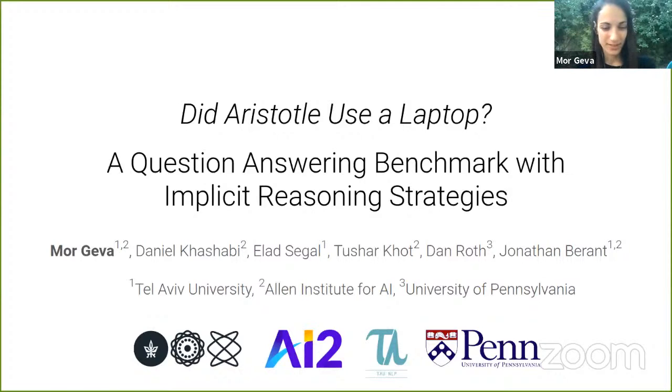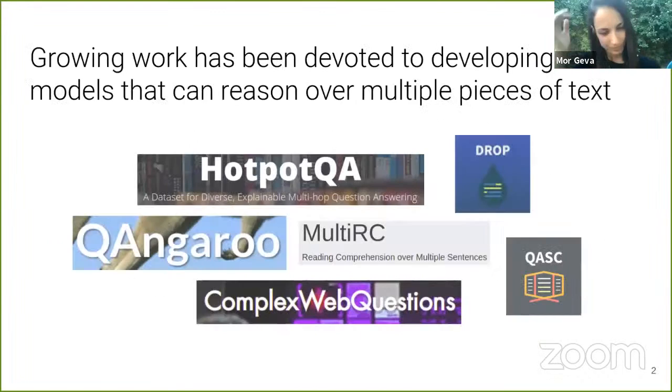Today I'll be talking about a recent project that we've been working on for the last year and a half with great people from Tel Aviv University, A2, and UPenn. And this is about a new type of question answering benchmark with implicit reasoning strategies. Feel free to ask questions during the talk. I'll try to stop once in a while, and we also have time at the end for questions and discussion. Okay, so let's dive right in.